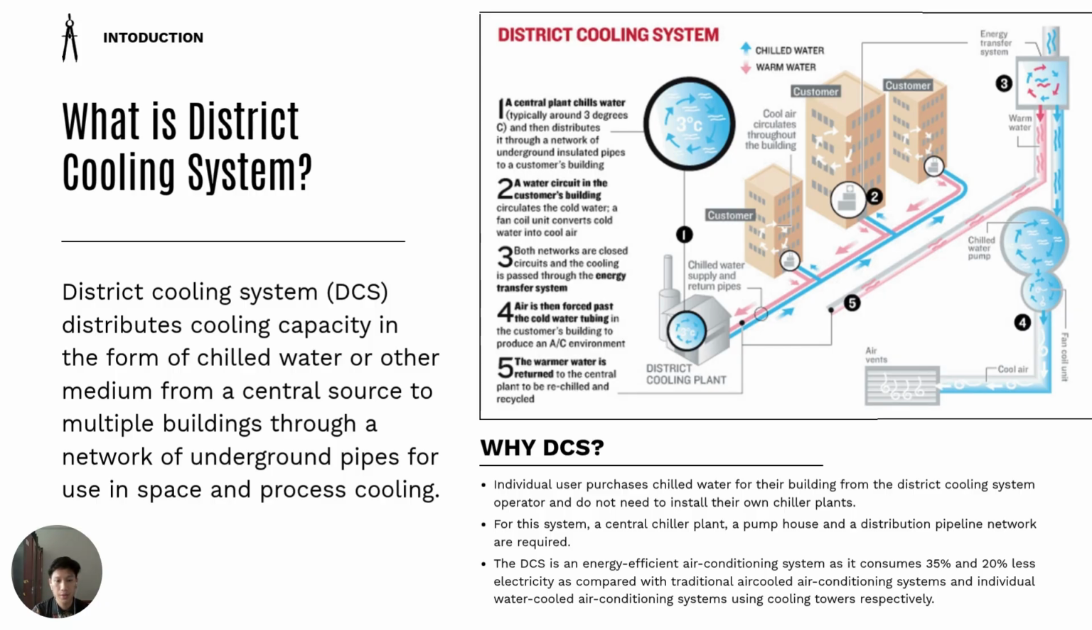And the DCS is an energy efficient air conditioning system as it consumes 35% and 20% less electricity as compared with traditional air conditioning systems and individual water cooled air conditioning systems using cooling towers respectively.